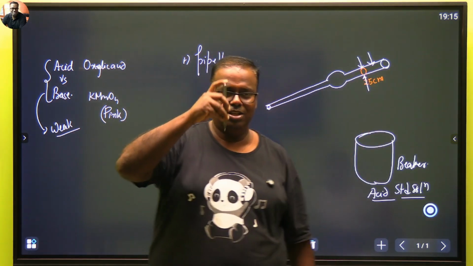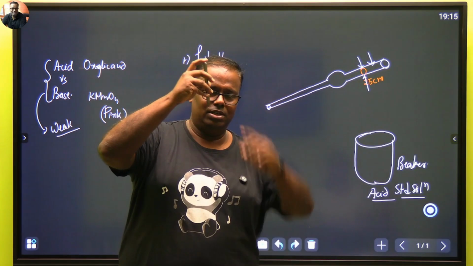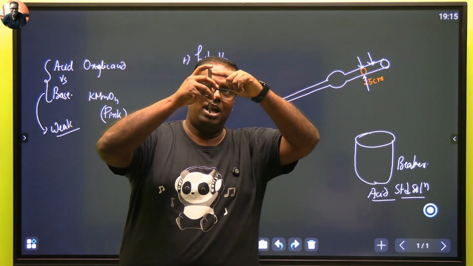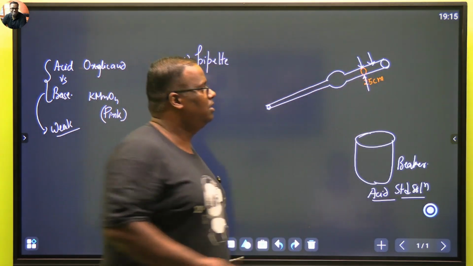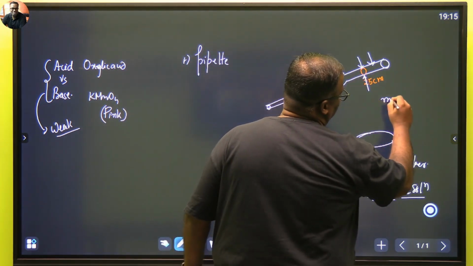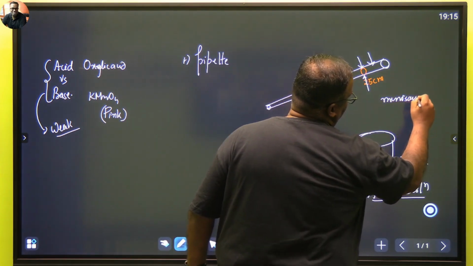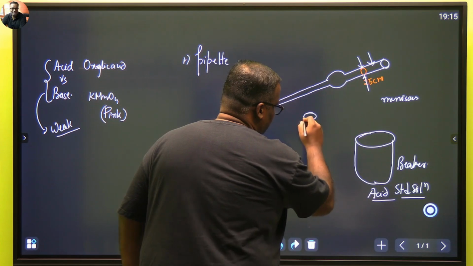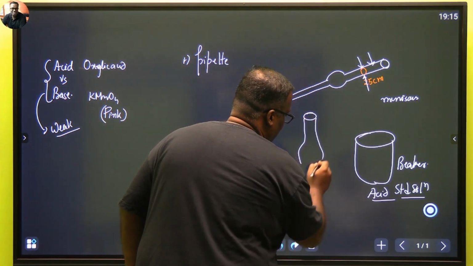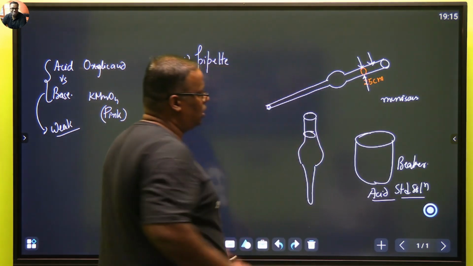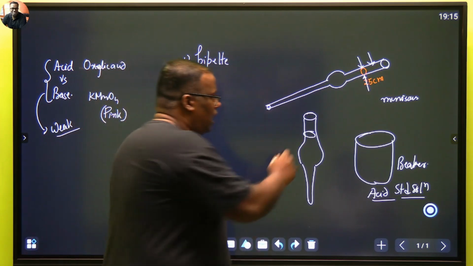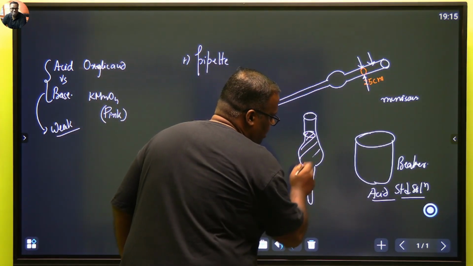Are you understanding? Suck the liquid, so the acid has gone here, and then slowly release it and bring it to this level. This is called a meniscus. So the pipette will now look like this, and there will be a mark out here. I have sucked it out, so ultimately up to here it is all acid.